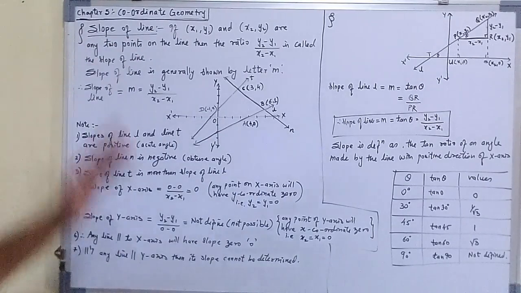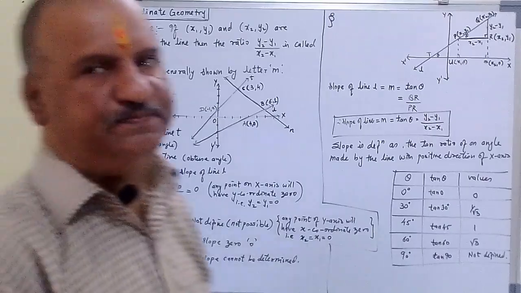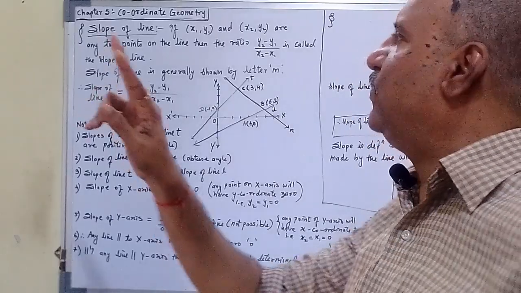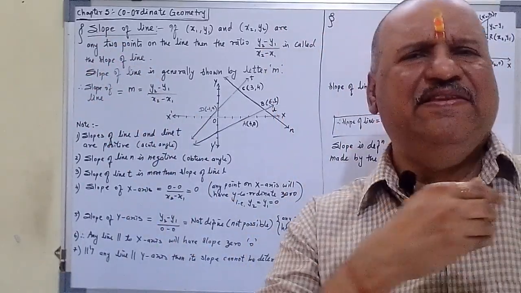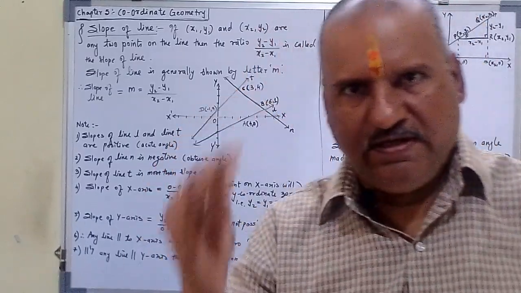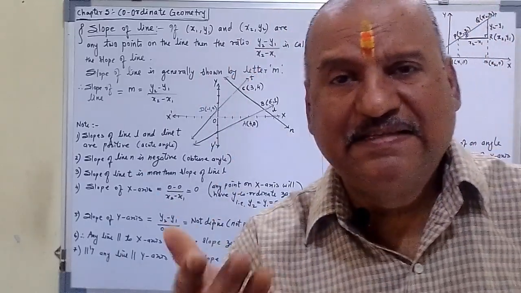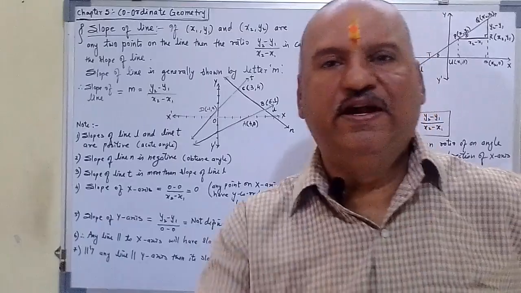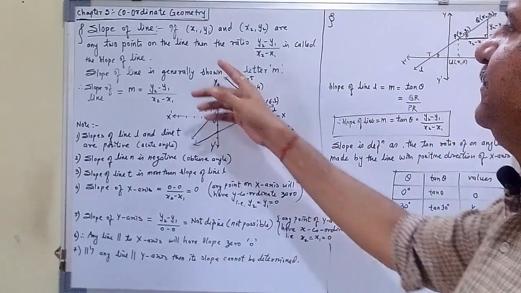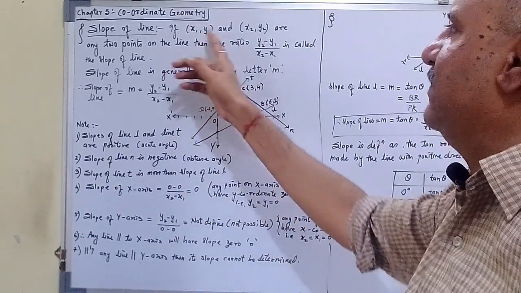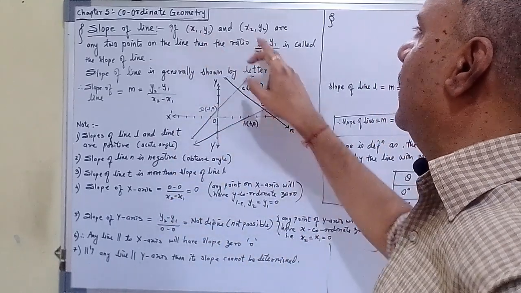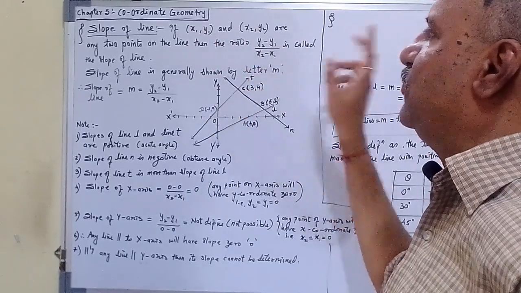So let's understand what is the slope of a line. Suppose x1, y1 and x2, y2 are any 2 points on a given line. It can be any line. We are talking about the xy plane, so it can be parallel to x-axis, it can be parallel to y-axis, it can be x-axis itself, it can be y-axis itself, or it can be any inclined oblique line. Any 2 points you take, the coordinates of these 2 points are x1, y1, x2, y2, then the slope will be defined as the ratio of y2 minus y1 upon x2 minus x1.